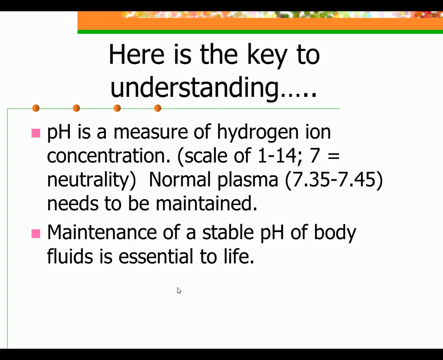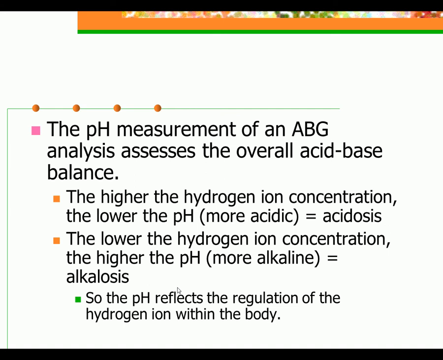Now, let's think about this. 7.35 to 7.39, we don't think that's a significant change, really. But really, when you think about it, it could be a significant change if you were going from 7.4 to 7.3. A change of 1 pH unit actually represents a 10-fold change in the free hydrogen ion concentration. So really, that's a large increase in hydrogen ion concentration, even though it looks like it's only changed by a 10th. So very, very scary here. We have to really, really watch pHs. The pH measurement of an ABG analysis assesses the overall acid-base balance. The higher the hydrogen ion concentration, that's our acids, the lower the pH. We learned that in chemistry. It's more acidic, therefore it's acidotic.